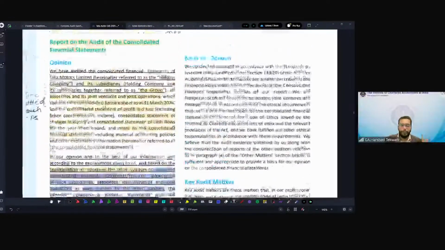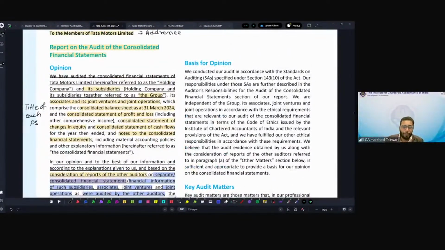Now one more important part, the basis of opinion. In my basis of opinion, I not only refer to the evidence that I have obtained, but I also refer that we are independent of the group, its associates, joint ventures, joint operations. And we believe that the audit evidence obtained by us, along with the consideration of the reports of other auditors referred to in the other matter paragraph section below, is sufficient to provide a basis for our opinion. So we are providing reference to the reports of other auditors in the basis of opinion paragraph also.